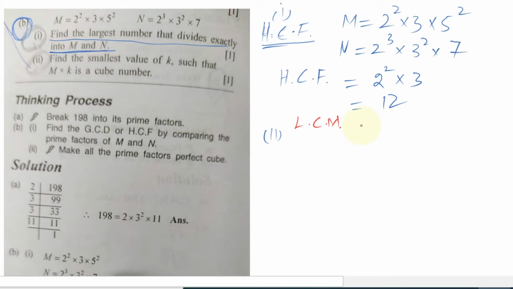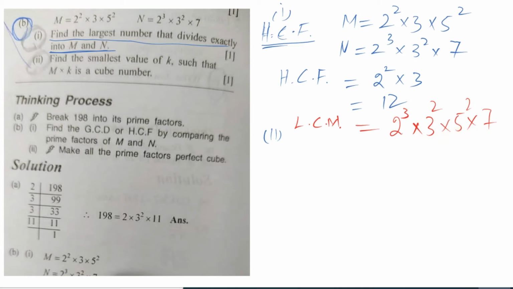For m and n, 2 is common in both, so we will take 2 with the largest power. 3 is common, 3 square, the larger power will come, and then the remaining as it is. If the numbers are common, their higher power will be taken, and if they are not common, they will be taken as they are.